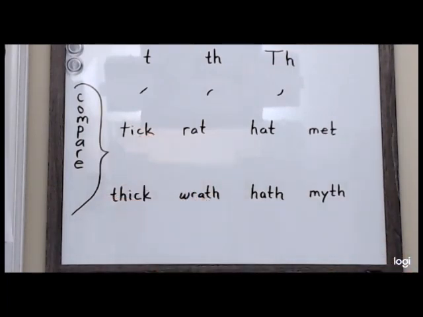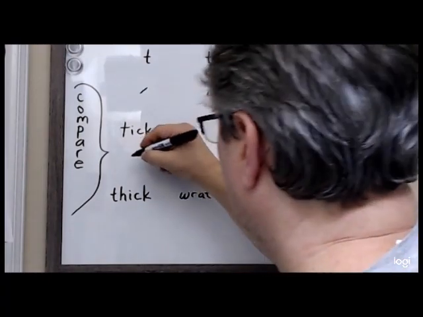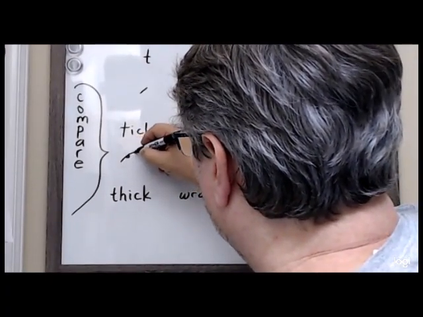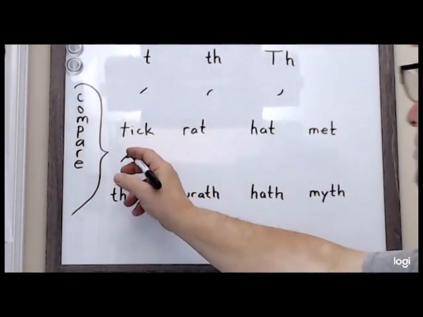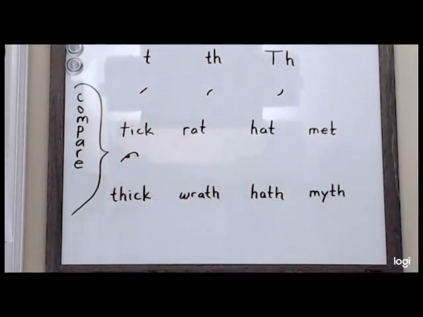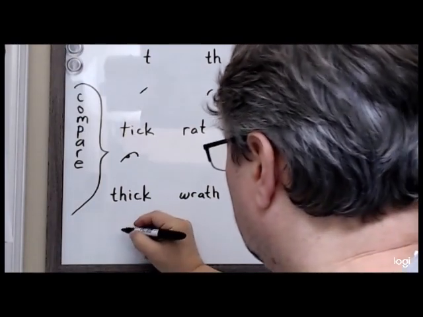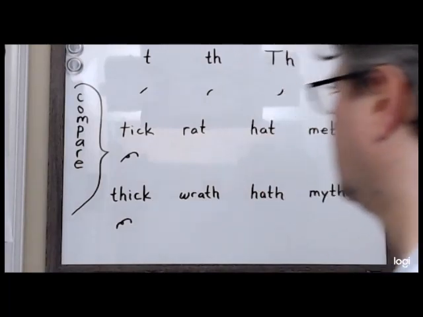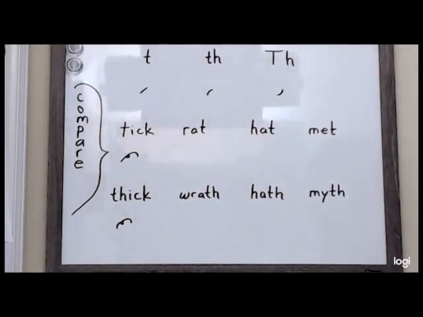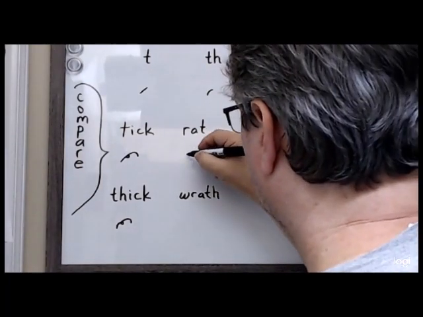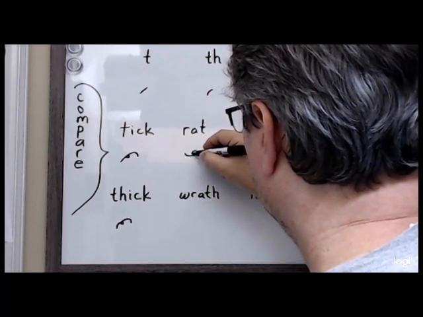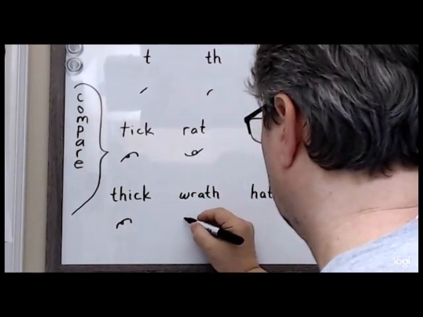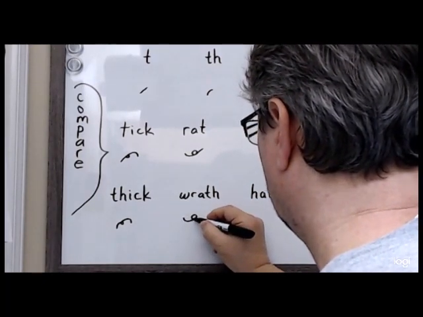in words. So the word tick, we'll write the T, E, K. And of course the E represents the short I. For the word thick, it would be T-H-E-K. And for the word rat, R-A-T. For the word wrath, R-A-T-H.